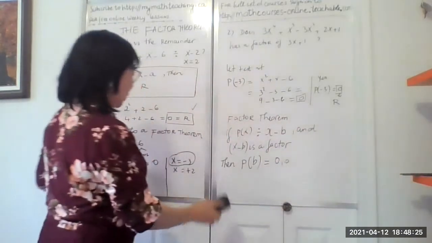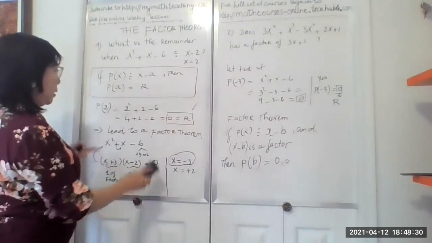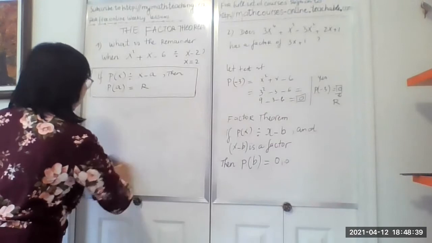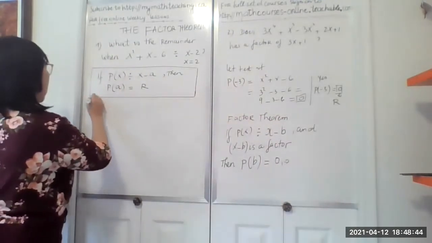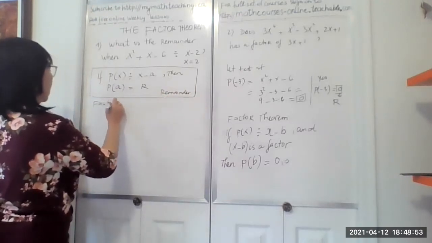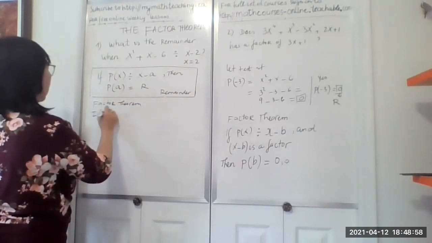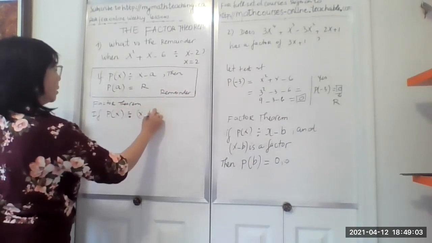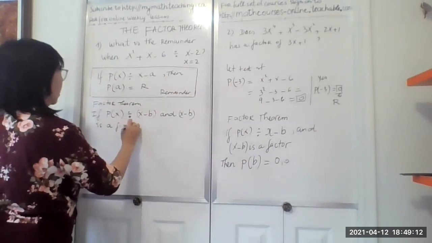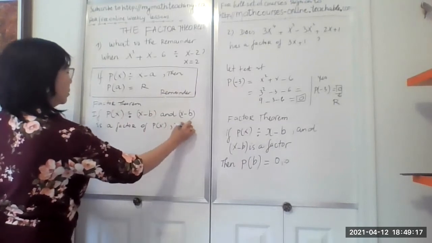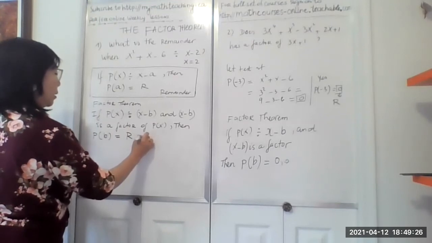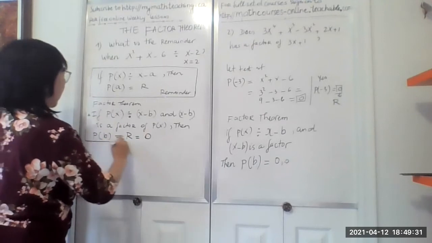So let me erase all of this. So now we understand the factor theorem already. We understand the remainder theorem. So I'm going to write down the factor theorem underneath here so that we remember it, right? So now this is the remainder theorem, right? Now I'm going to go to the factor theorem. So the factor theorem says if P of X is divided by X minus B, and X minus B is a factor of P of X, then P of B will be equal to the remainder, and that remainder equals zero. So basically, this is the factor theorem.